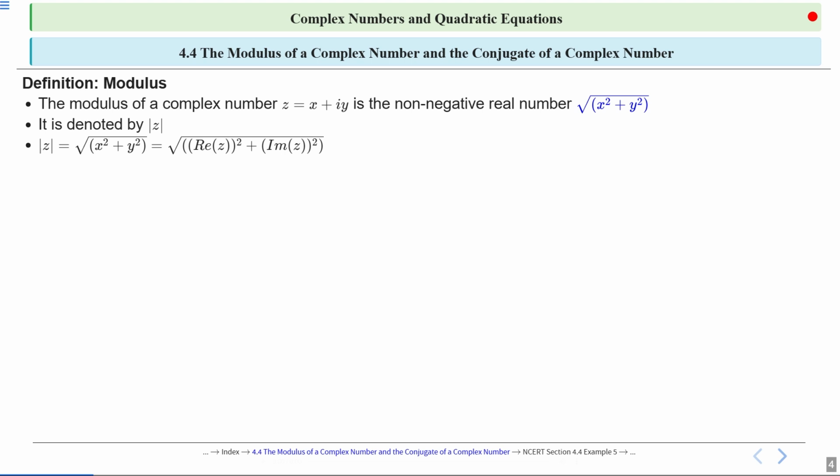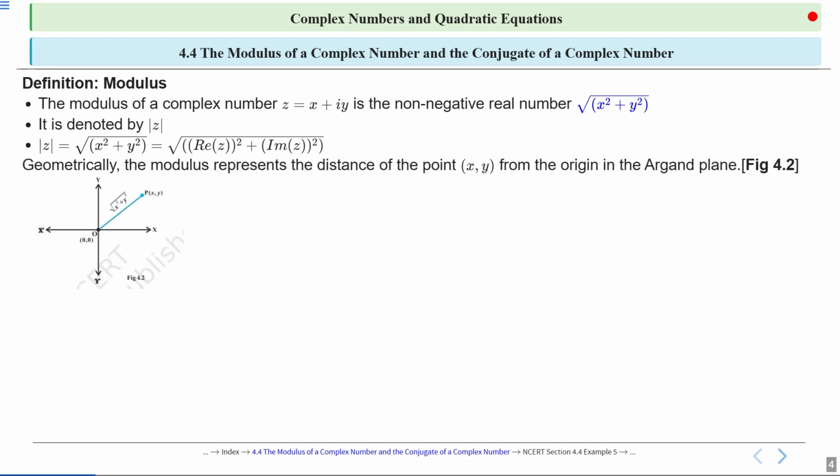Now, to summarize, the modulus is calculated as modulus of z equals square root of x square plus y square, which is also equal to square root of real part of z square plus imaginary part of z square. Here real part of z stands for the real part of z, that is here x, and imaginary part of z is here y.